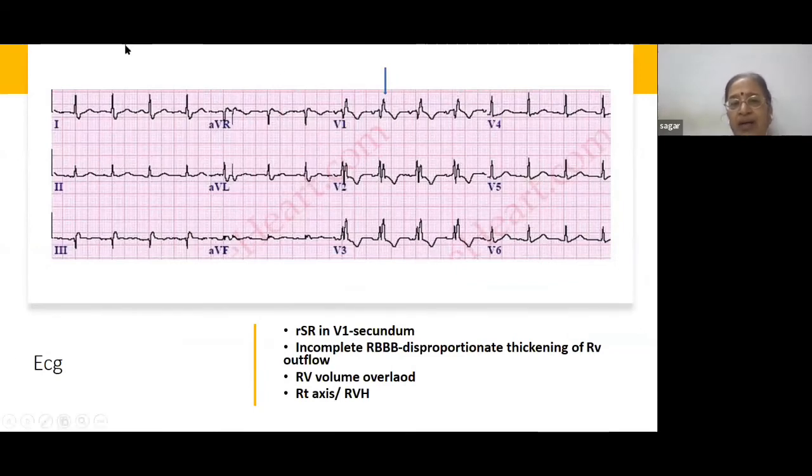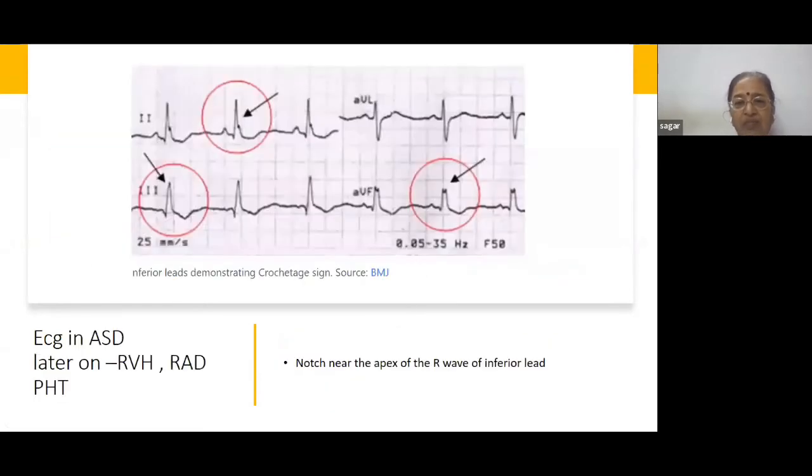Now that's a classical ECG of a secundum ASD. You can get an rSR' that you see here, which is a very incomplete RBBB because of the disproportionate thickening of the RV outflow. This is one of the explanations given for why you get the RBBB. There is a right ventricular volume overload. Later on, of course, this ECG does not show it, you can get a right axis deviation of the RVH as the ASD develops more pulmonary artery hypertension. But otherwise, this is the very classical rSR' pattern in V1 in a secundum ASD.